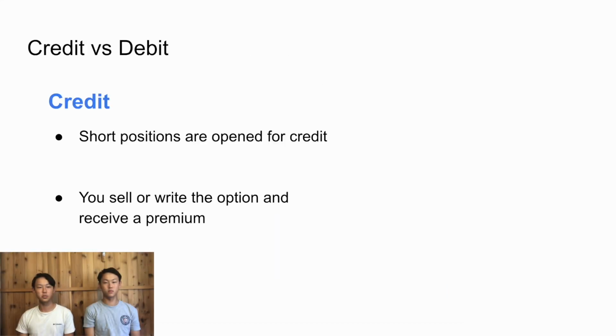Option positions can be opened for a credit or a debit. Short positions are opened for credit. This includes short calls and short puts. It is open for a credit because you sell the option and receive a premium for it. You receive money for writing the option.